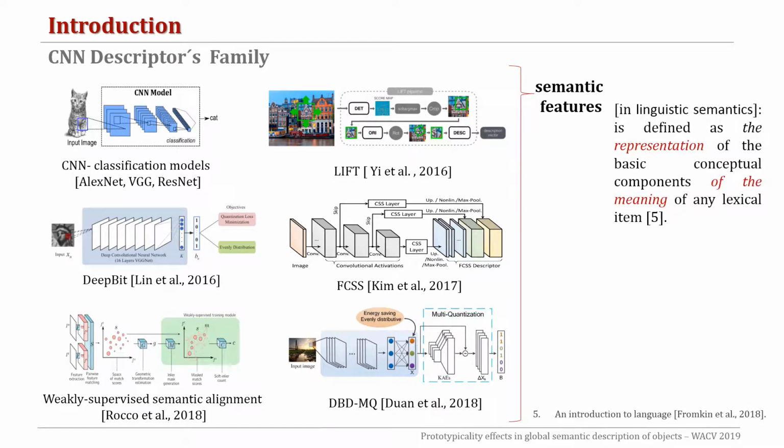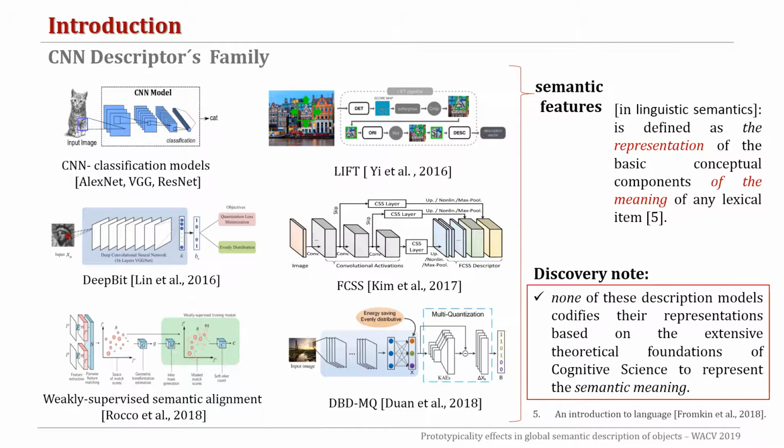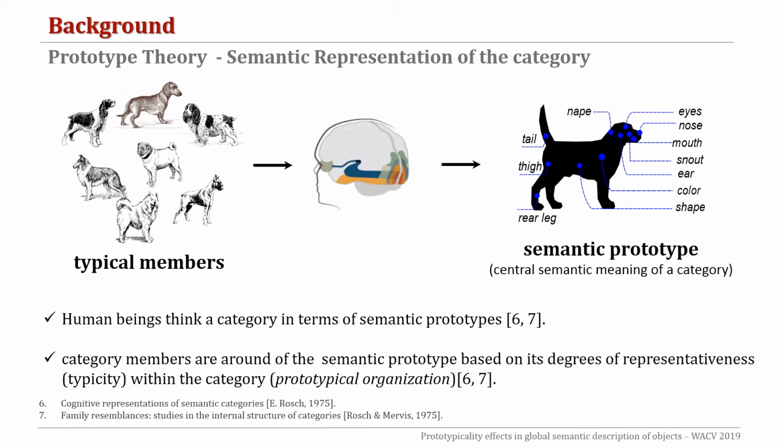The term semantic feature has been widely studied in the field of linguistic semantics and defined how human beings represent meaning. Although CNN description models stand for the image semantic feature using a range of different approaches, none of these models codes the visual semantic information using a theoretical foundation of cognitive science to represent the semantic meaning.